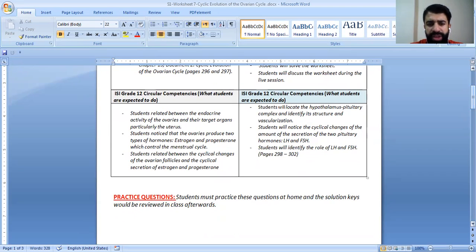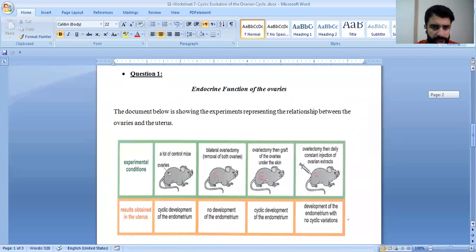We'll notice that the ovaries produce two types of hormones, estrogen and progesterone, which control the menstrual cycle. Also, the students will relate between the cyclic changes of the ovarian follicle and the cyclic change secretions of estrogen and progesterone. Let's move to question number one. Question number one, endocrine function of the ovaries. Here, you will participate to answer these points.